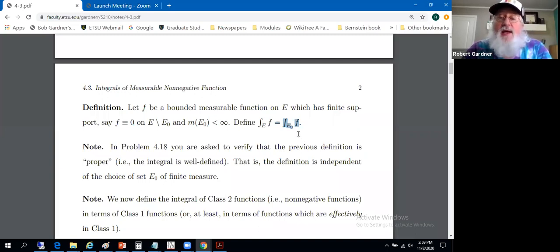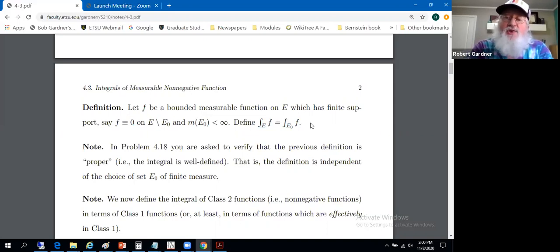Now, this function f is 0 off of that set E sub 0, that is on E set minus E sub 0, the function is 0. So it's reasonable to define, and it's a definition, so we take it as given, but it makes sense. And the only difference between these integrals is on the left-hand side, we've got a function that's 0 on maybe a big set, or maybe even a set of infinite measure. So it's reasonable to ignore wherever the function is 0 in terms of integrals. And that's the motivation for this definition.